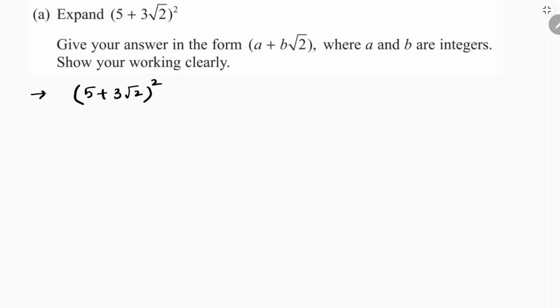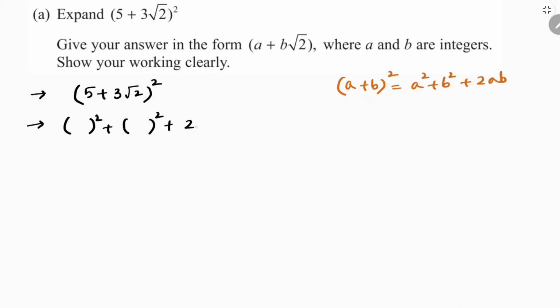Clearly it is in the form (a + b)². So (a + b)² is a² + b² + 2ab. Here I'll write a² + b² + 2ab. In place of a, we have 5, and in place of b, 3√2.